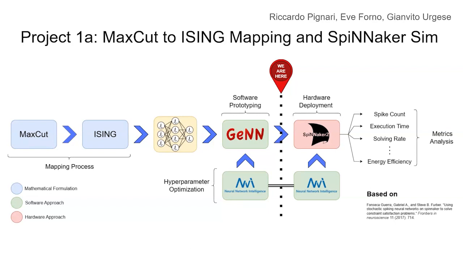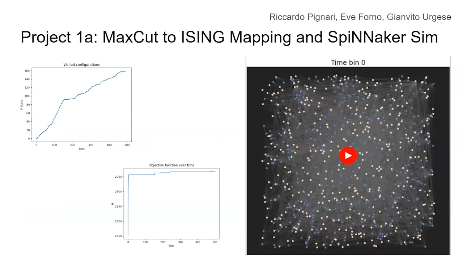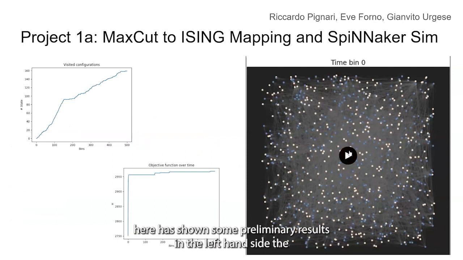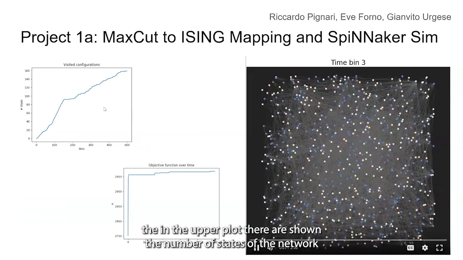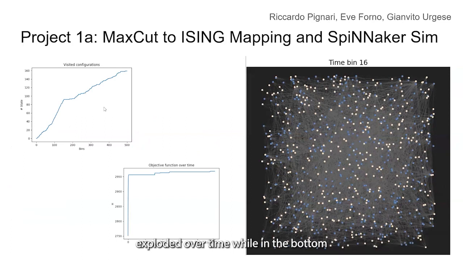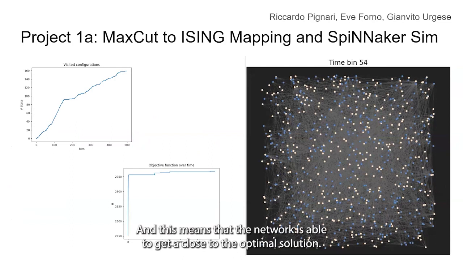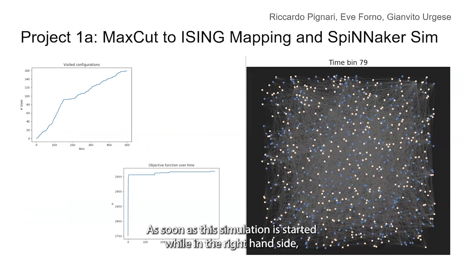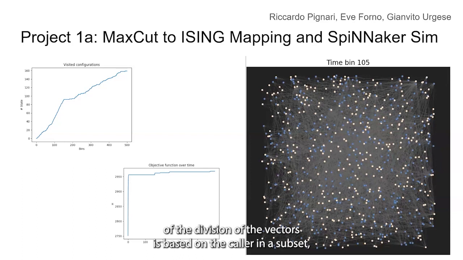Next, please. And here, finally, are shown some preliminary results. On the left-hand side, in the upper plot, is shown the number of states of the network explored over time, while in the bottom, the objective function is shown. As you can see, its value grows rapidly in a few milliseconds. This means that the network is able to get close to the optimal solution as soon as the simulation has started. On the right-hand side, instead, there is a video that shows the temporal evolution of the division of the vertices, based on the color in a subset based on the cut and the activity of the network. So this is my project, and thank you for the attention.